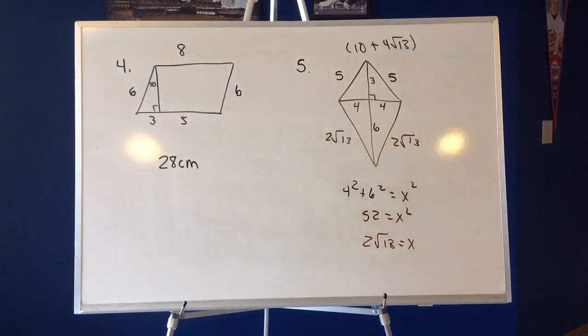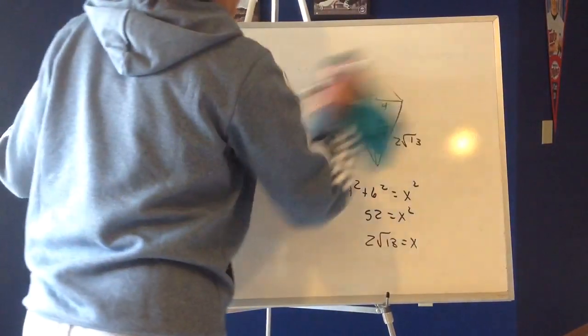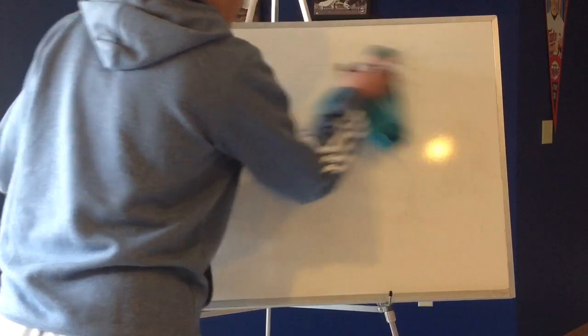Okay, so those two were perimeter problems. Okay, the rest of them then will be area problems in the next section.